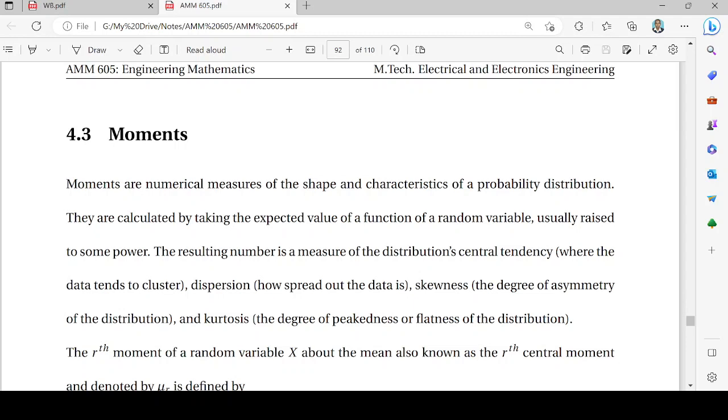And by central tendency here we mean where the data tends to cluster, the dispersion, how the data is spread out, the skewness, which looks at the symmetry or the asymmetry of the distribution, and the kurtosis, which is the degree of peakedness or the flatness of the distribution.